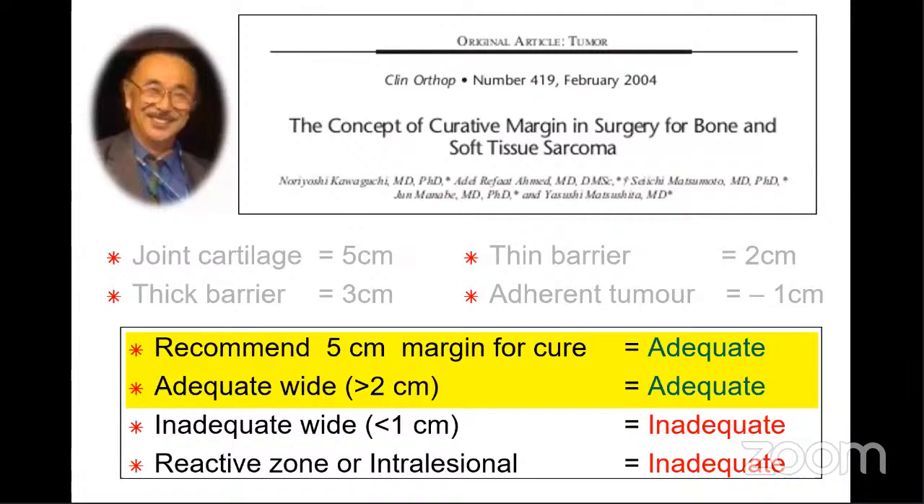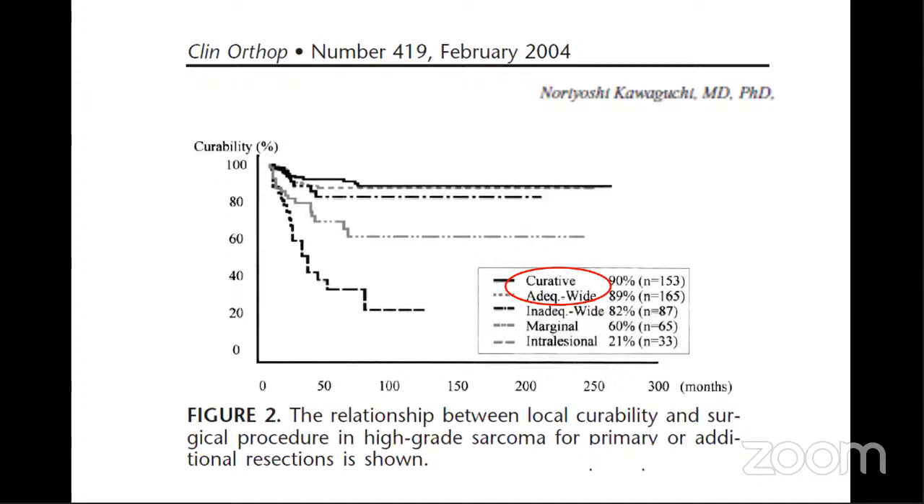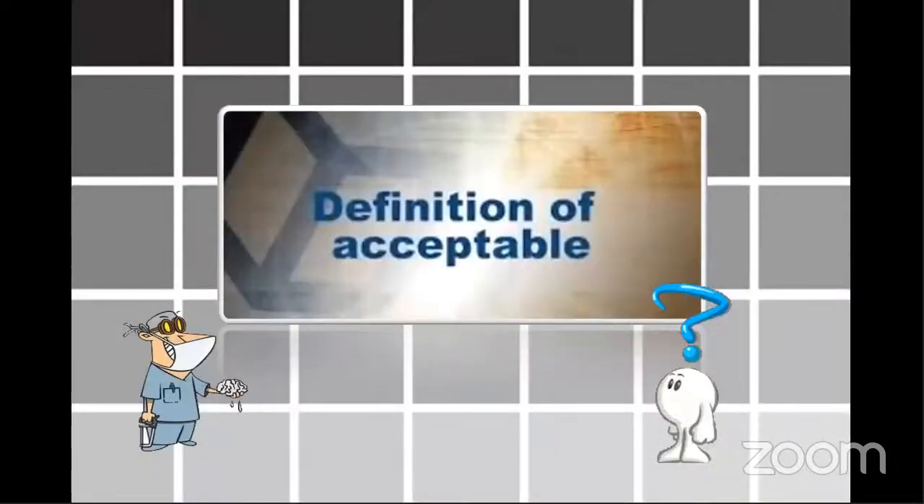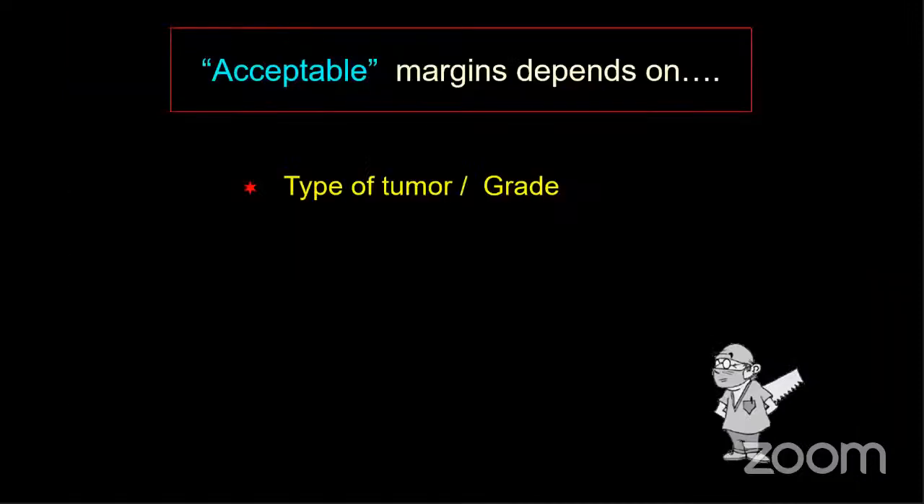And they showed that if you had an adequate wide margin, which was greater than 2 centimeters, and this is qualitative, not quantitative, then that would be adequate. Anything less than that would be inadequate, and they documented that by showing poorer local control in these so-called inadequate margins. But we as surgeons know that all of us define acceptable margins differently. What do we use to define these acceptable margins? It's a host of multiple factors.